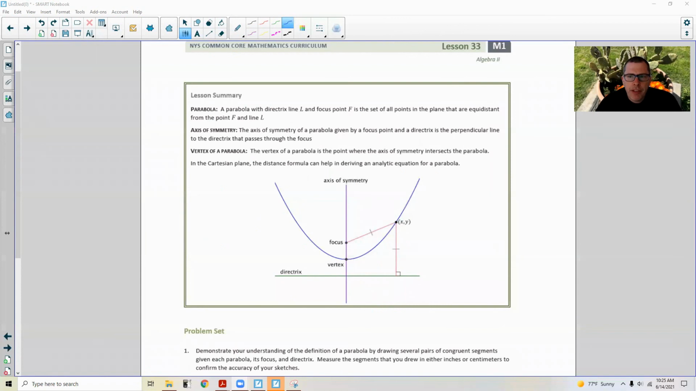Okay, page 6 brings us to the end of lesson 33. Review the lesson summary and go to your problem set.